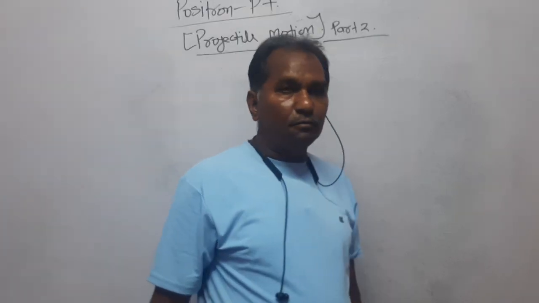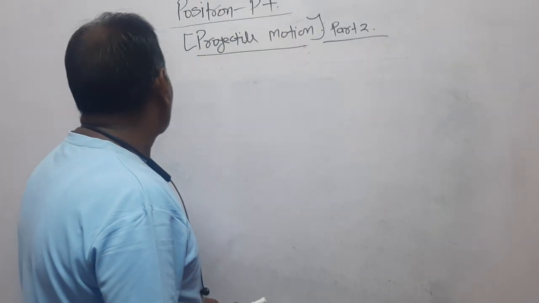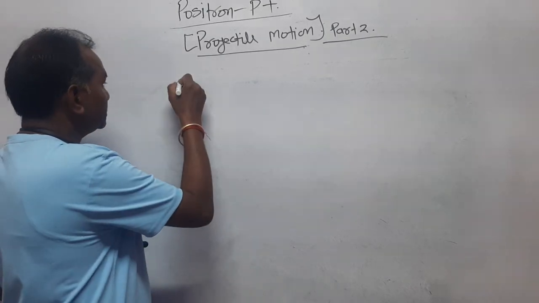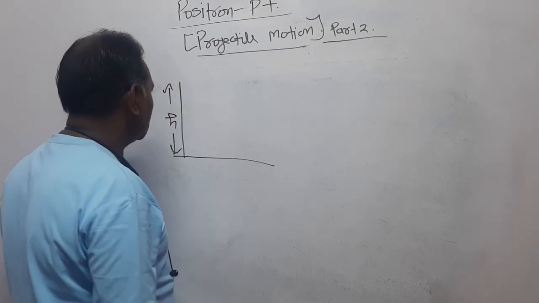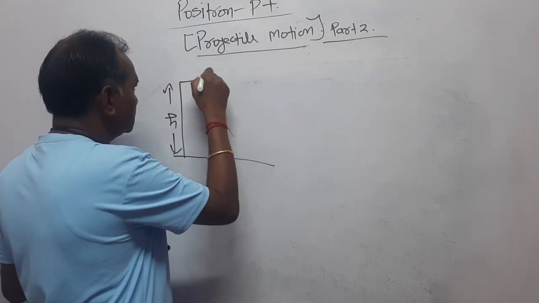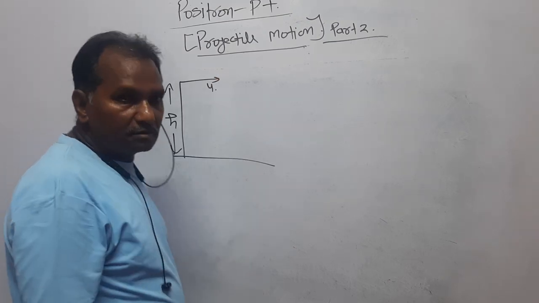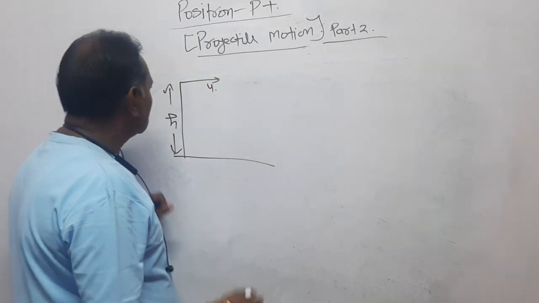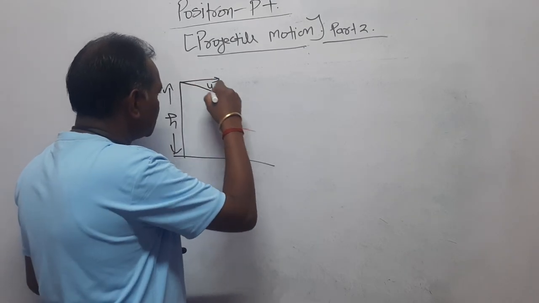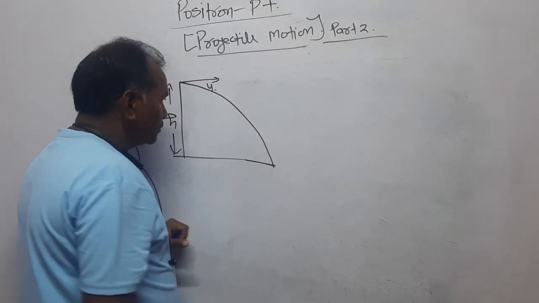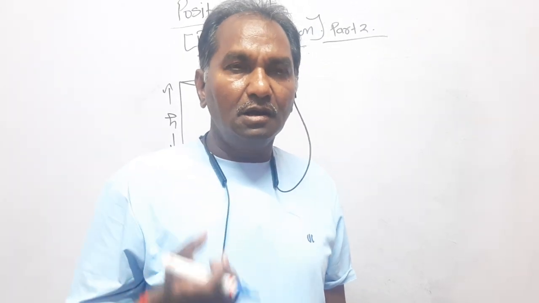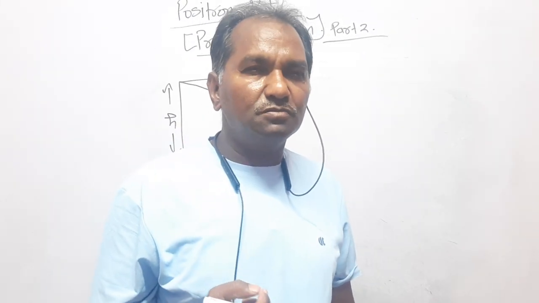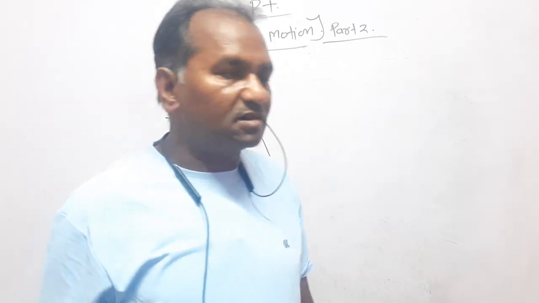This is projectile motion part 2. A problem I'm considering: let a building or a tower be h meter high and a body is projected with velocity u horizontally, right? You can imagine the path of the projectile will be like this. What is this trajectory? Whether it is parabolic, elliptical, or hyperbolic, we have to find out the equation, and that particular equation satisfies which trajectory, that will be the trajectory.